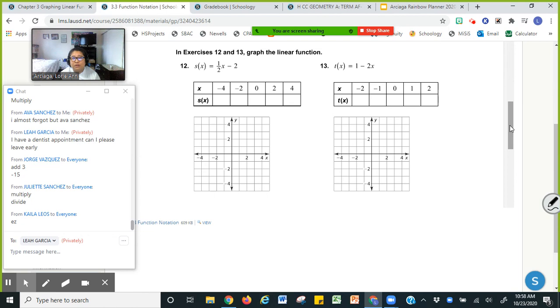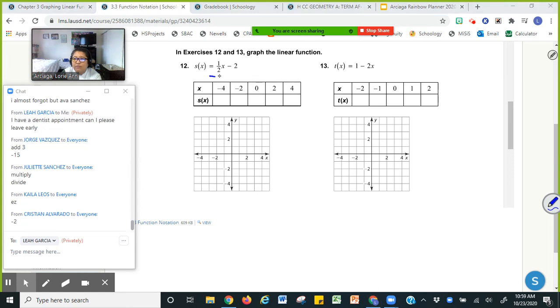Okay, so let's move on. Graph the linear function. How? Well, let's make a table first. So we're going to plug in these numbers one by one, and we'll see what the answer is. So let's try. What's 1/2 of negative 4? That's going to be negative 2, right?